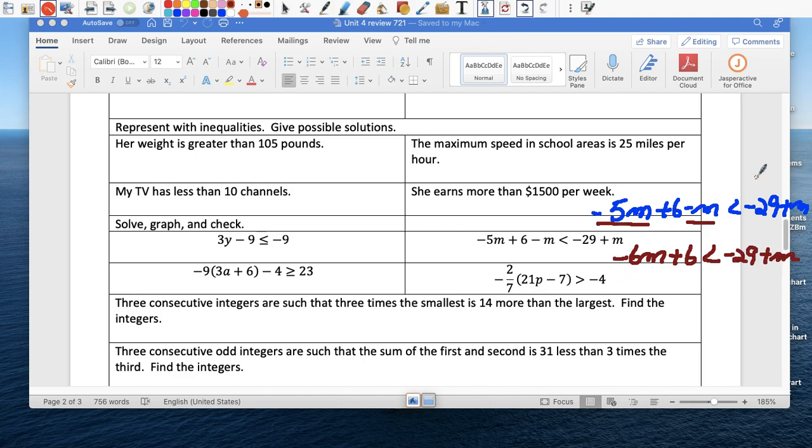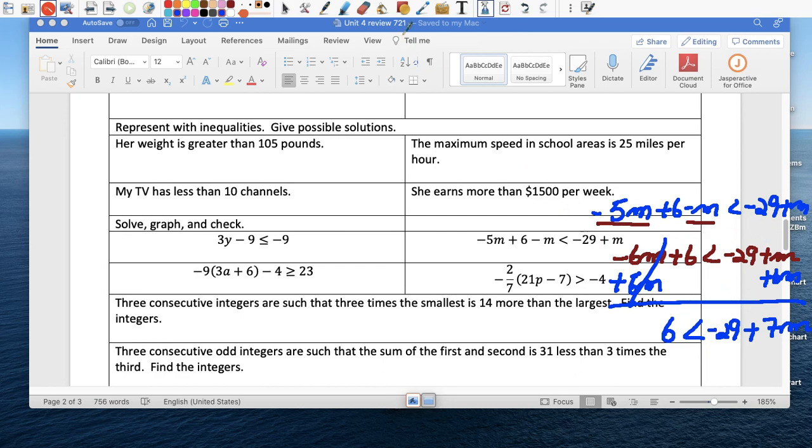Variables on both sides. I want to get rid of the one with the smaller coefficient, which is negative 6m. So I'm going to do plus 6m, and I'm going to do plus 6m on the other side. Those two go away. I'm left with 6 less or equal to negative 29 plus, what is that, 7m.